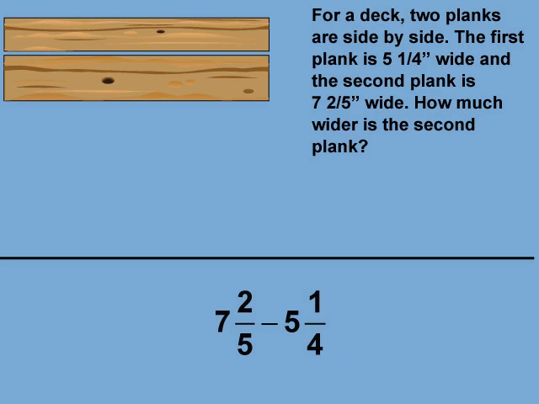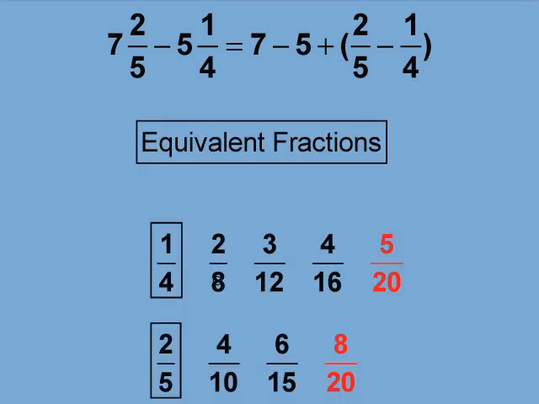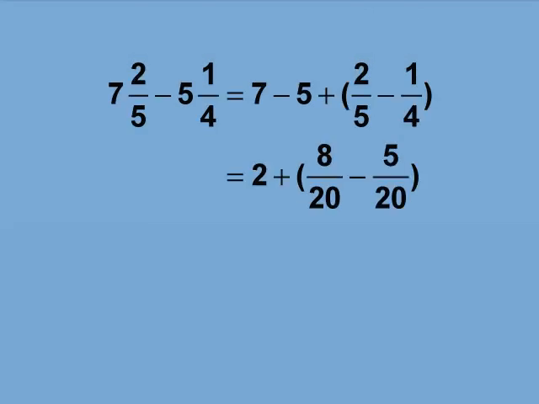Let's separate the whole number calculation from the fraction calculation as shown here. To subtract the fractions, find equivalent fractions for 1/4 and 2/5. Notice that 20 is a common denominator. The solution then becomes this. The result is 2 3/20.